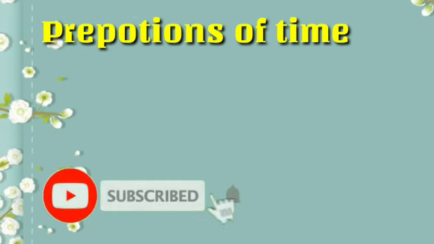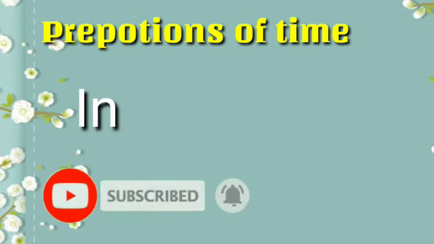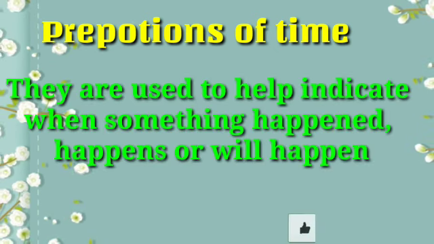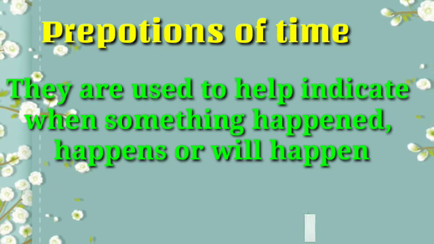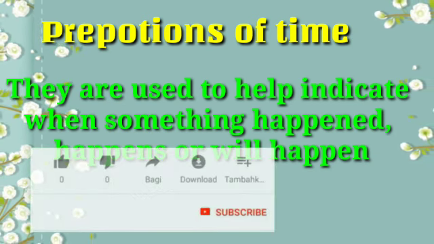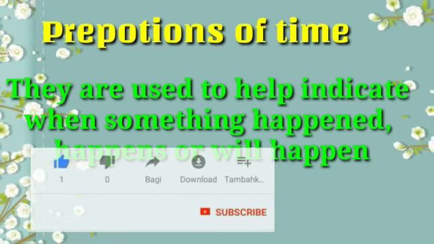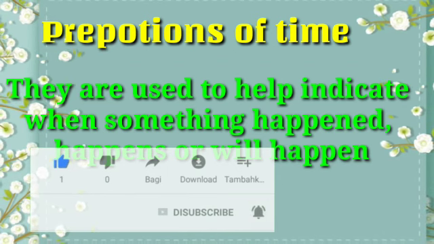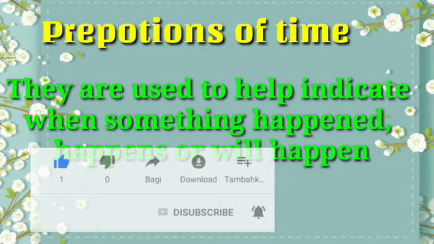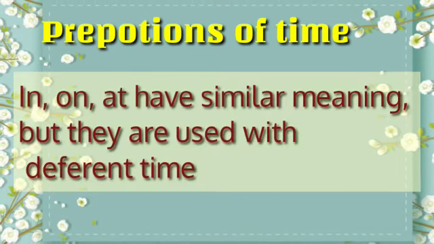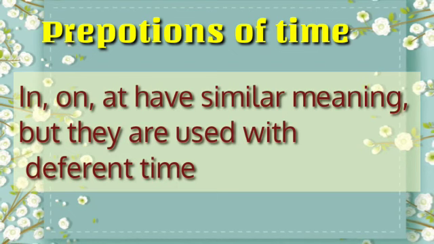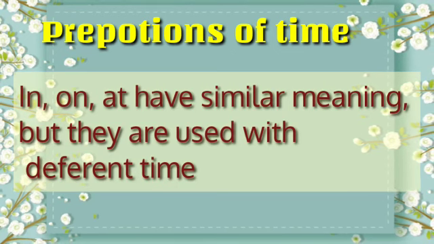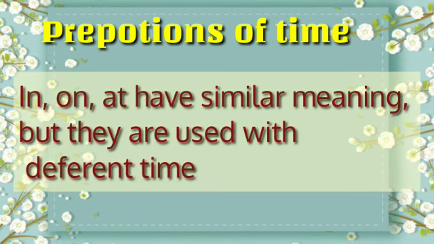Prepositions of time. Common prepositions of time include in, on, at. They are used to help indicate when something happens or will happen. Nah, preposisi ini menunjukkan sesuatu yang sudah terjadi, biasa terjadi, atau yang akan terjadi. Remember, in, on, at have similar meanings, but they are used with different times. Ya, in, on, at sebenarnya mempunyai arti yang sama, tetapi berbeda dalam penggunaannya.